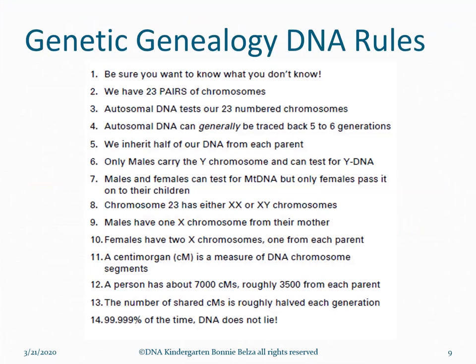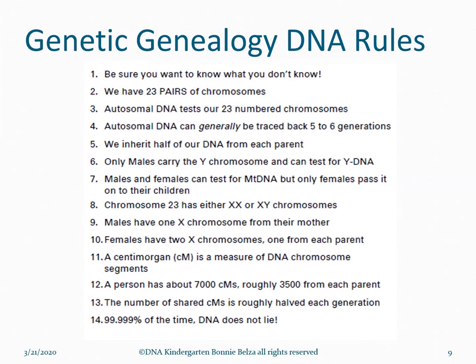I wanted to go through some of these genetic genealogy DNA rules that are in the handout. Aside from the one we just mentioned, some of the things we've learned so far in this series is that we have 23 pairs of chromosomes. That means we have a total of 46. Our autosomal DNA test, such as those we do at Ancestry, MyHeritage, 23andMe, and a company called Living DNA, test those 23 numbered chromosomes. This autosomal DNA test can generally be traced back 5 to 6 generations. As we mentioned in our first lesson, we inherit half of our DNA from each parent, but our siblings and us will not share exactly the same DNA because we inherit different halves of our parents' DNA.